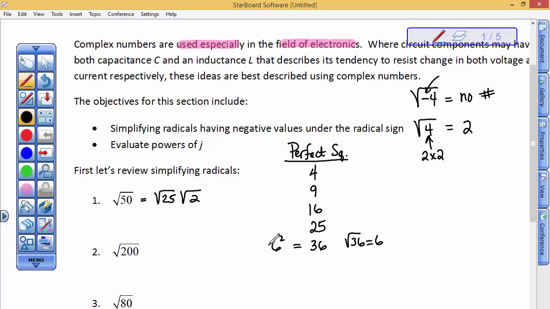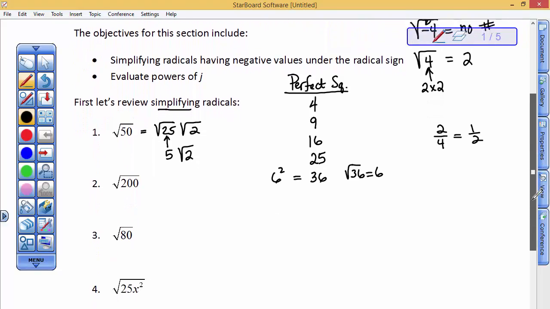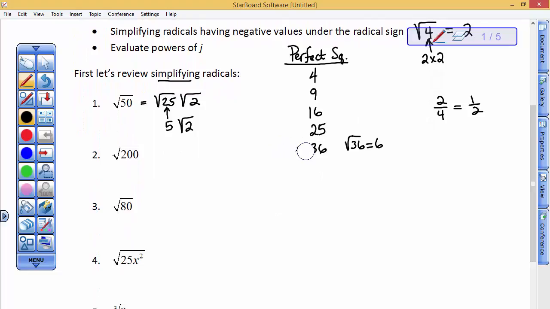So you want to take the biggest number from this list of perfect squares and factor the number 50 into that. And then once you're there, in order to simplify a radical, the square root of 25 is just the number 5. And you bring down the square root of 2, and I'm done. I've simplified the radical. You can compare this to taking the fraction 2/4 and writing it as 1/2. I have simplified the fraction. This is the form that mathematicians wish to see this in. It's simplified form.